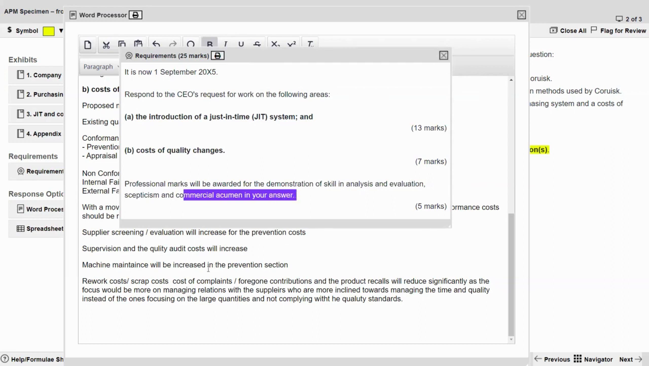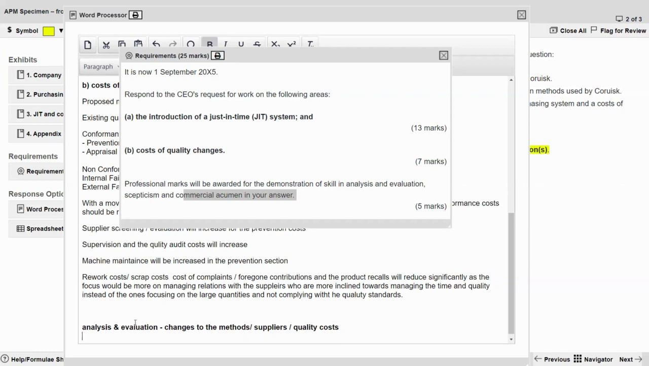Let me give you a bit of guidance on what the analysis and evaluation skill is going to be. Analysis and evaluation in this specific scenario is mostly where we are talking about the proposed changes that are going to arise to the methods, to the suppliers, to the quality cost. When we talk about them, you are automatically demonstrating all these things.